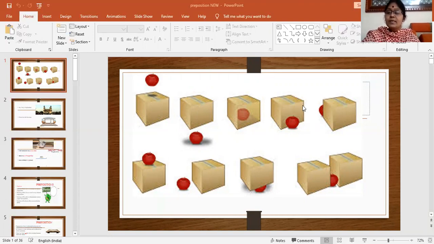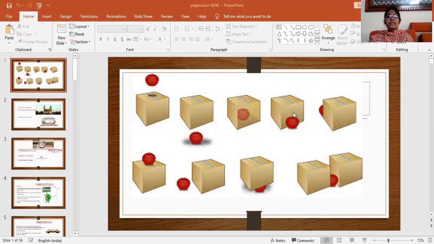What is it that we see in this picture? Now, when we look at this picture, the apples are positioned in different ways, right? Now let us look at this image. In this image, we see that the apple is above the box, right? Now, in this second image, we see that the apple is near the box, right? And in this image, we see that the apple is inside the box.